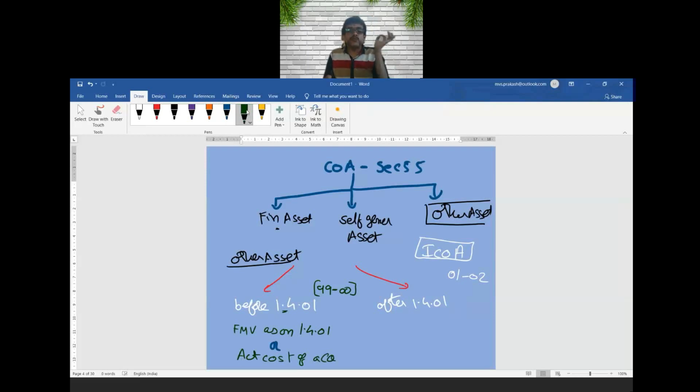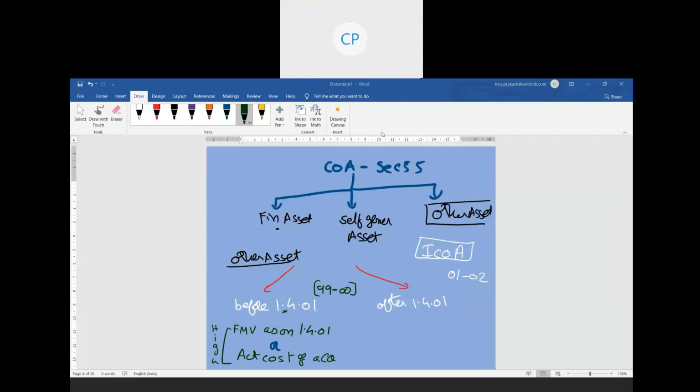What the Act says is whichever is beneficial. What is the meaning? Whichever is beneficial clearly means whichever is higher. Whichever is higher, I need to consider. So whenever the asset is acquired before 1st April 2001, I should always consider the value of the asset as on 1st April 2001 or the actual cost of acquisition of the asset, whichever is higher.